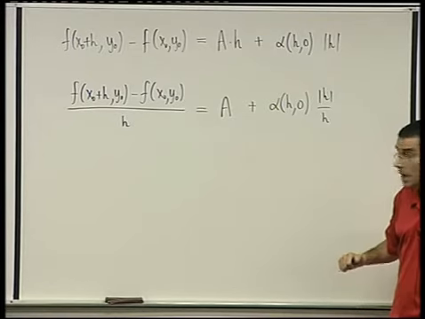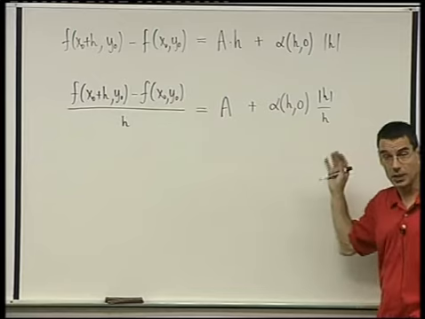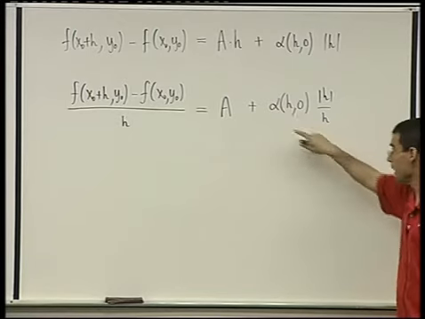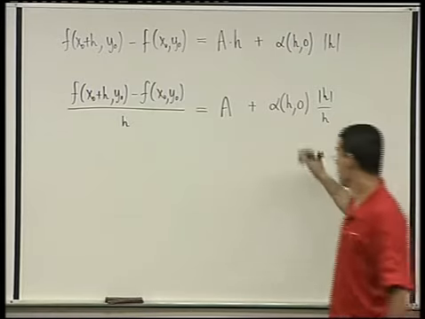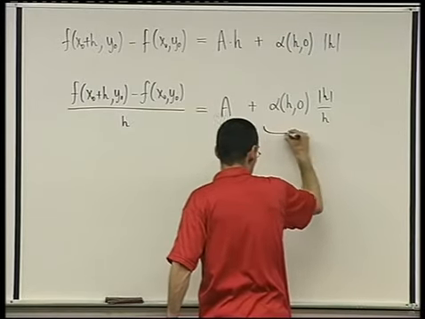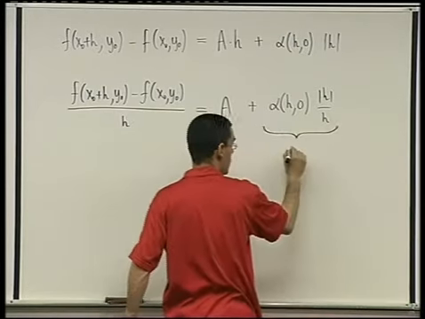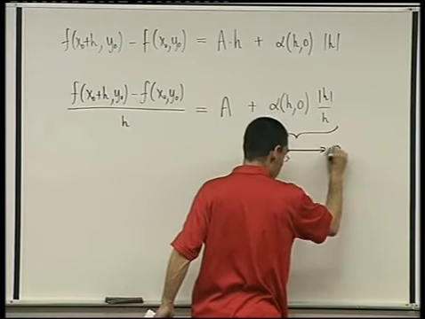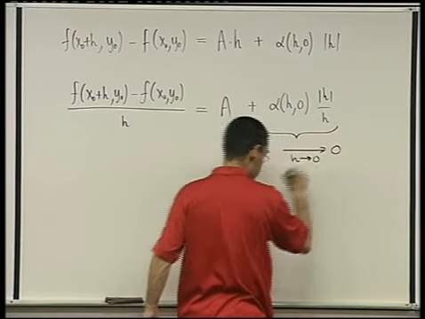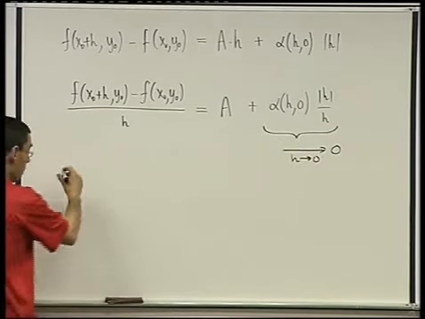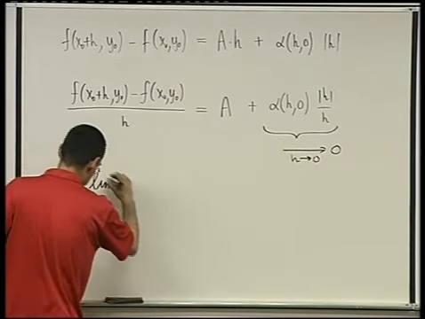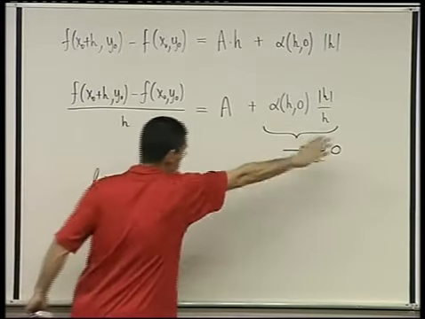Do you agree? So whether we're coming from the right or from the left, whether h is positive or negative, in any case, this thing goes to 0. Do you agree? So this portion, this expression, tends to 0 as h goes to 0. That's part of the assumption on alpha. Therefore, the limit, so this goes to 0.